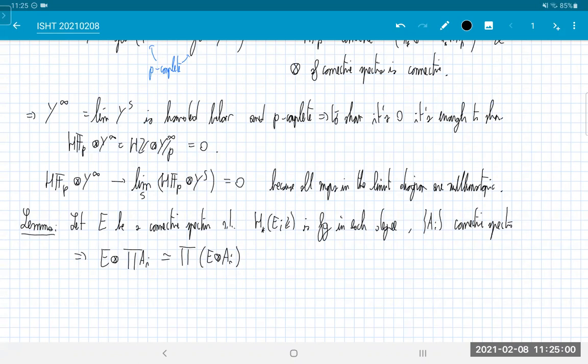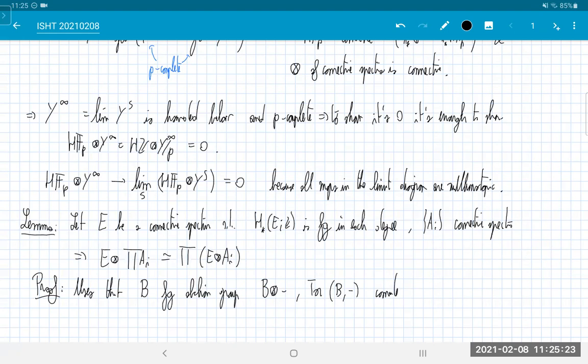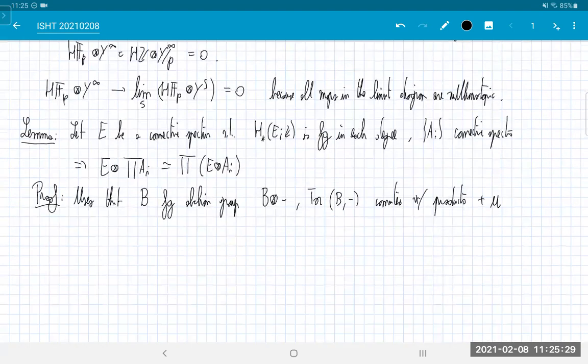And I see that I'm running out of time, so I don't want to prove this lemma. I'll just say the proof uses that if B is a finitely generated abelian group, B tensor blank and Tor B blank commute with products, plus the universal coefficient theorem.